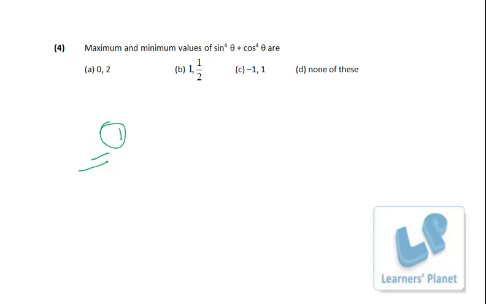And minimum value you will get when both these expressions are equal, that is sine 4 theta is equal to cos 4 theta. There is a single possibility for that, that is theta is equal to pi by 4, that means 45 degree. So sine 45 degree is 1 upon root 2. So 1 upon root 2 4 times, that is 1 upon 4, and cos 4 theta is the same 1 upon 4, so that's 1 by 2, right? So maximum value is 1 and minimum value is half.